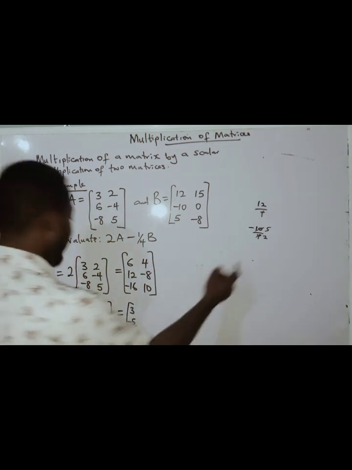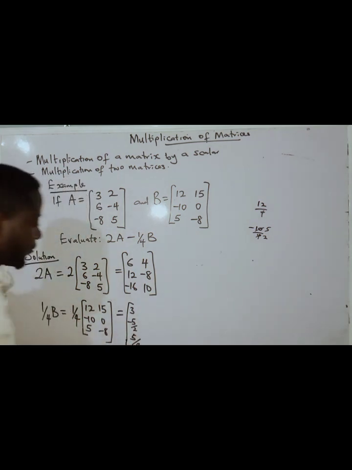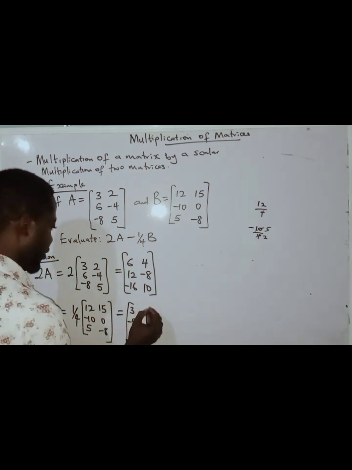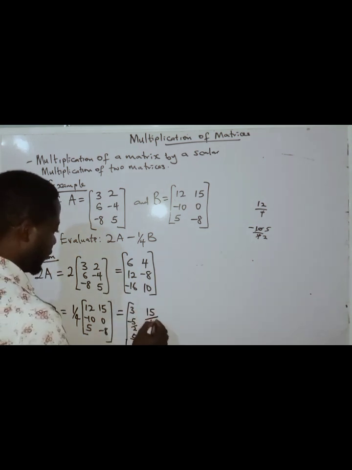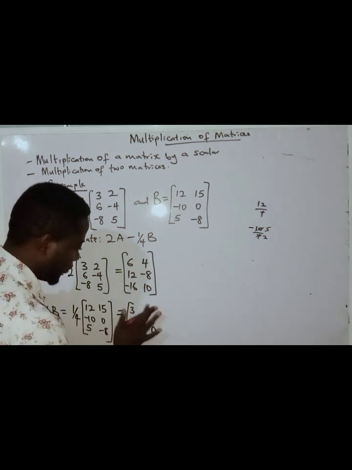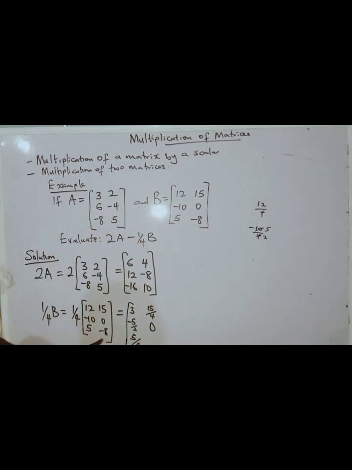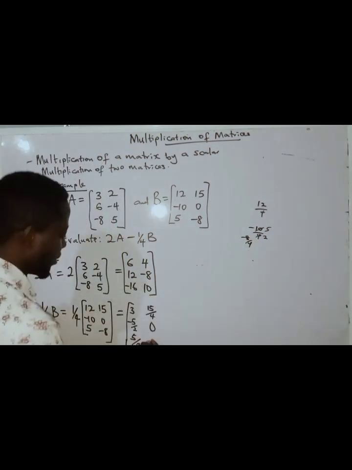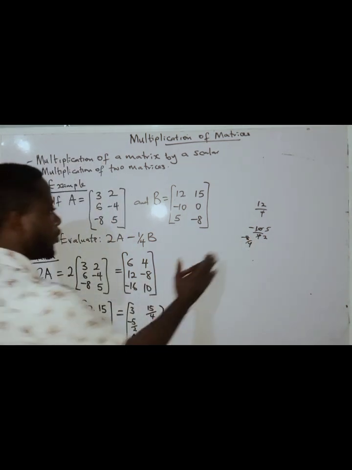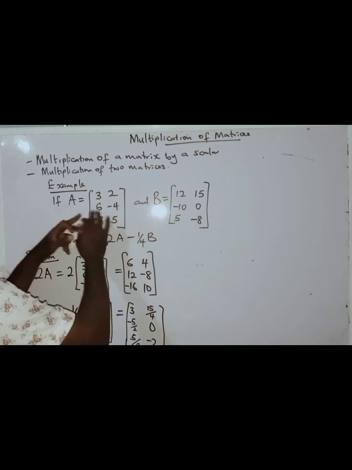The next one, 1 over 4 times 5, that's going to give me 5 all over 4. And the next one, 1 over 4 times 15, is going to give me 15 all over 4. And the next one, 1 over 4 times 0, is going to give me 0. And the next one, 1 over 4 times minus 8, that is minus 8 over 4, and that's going to give us minus 2. Good. So we are done with 2A and 1 over 4B. We have used the scalar, that is the number, to multiply the elements of matrix A and matrix B.